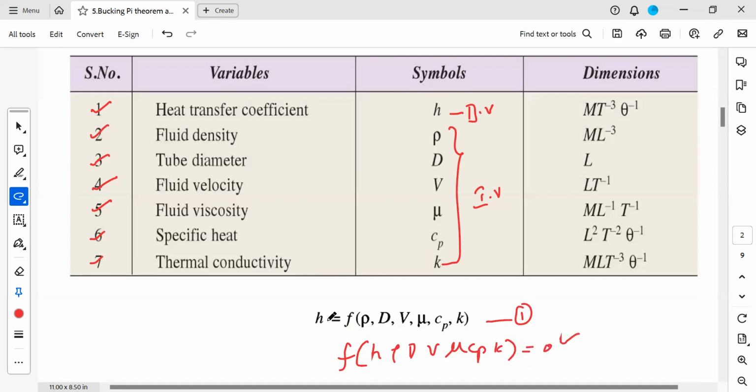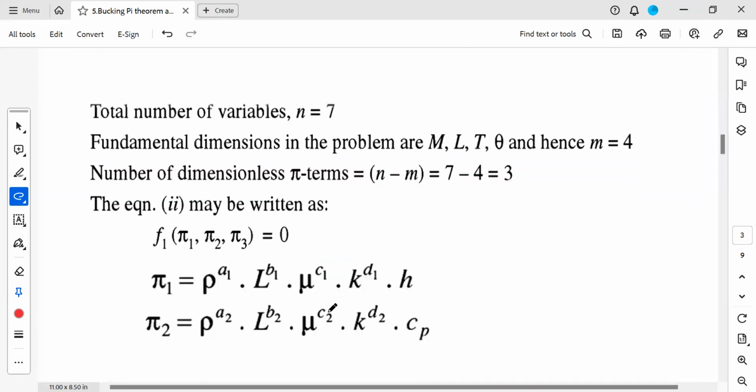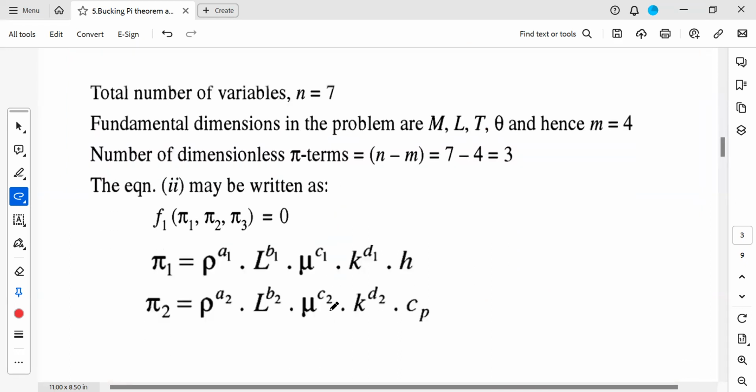Now the number of variables is 7. According to Buckingham's pi theorem, the variables contain the fundamental dimensions M, L, T, theta, so m becomes 4. The number of pi terms is n minus m, that is 7 minus 4, that is 3. So you will get 3 pi terms: pi 1, pi 2, pi 3.